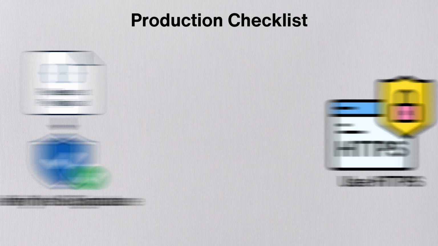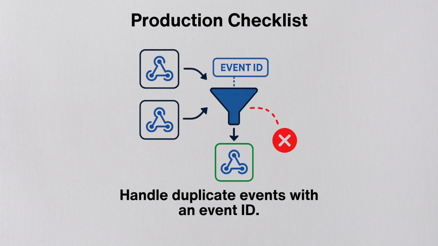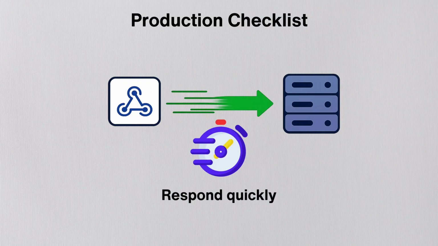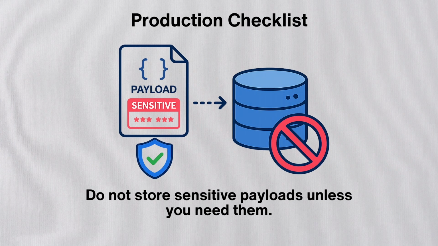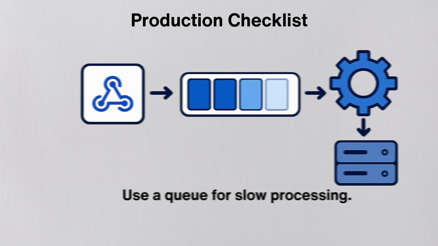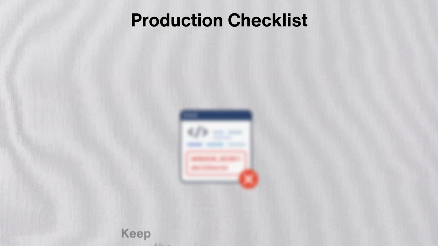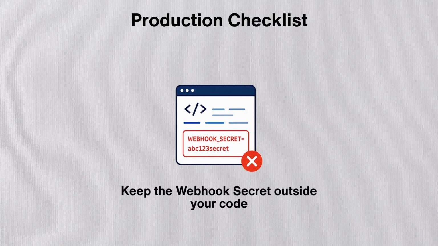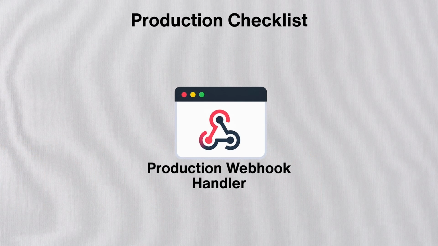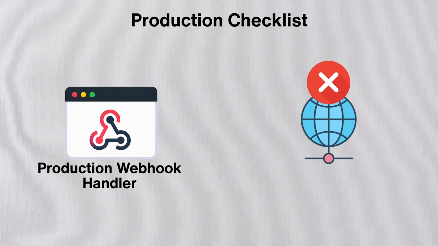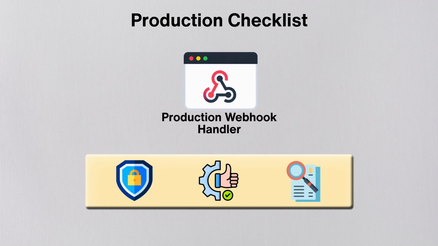Before you use webhooks in production, remember this checklist. Verify the signature, use HTTPS, validate the payload, handle duplicate events with an event ID, respond quickly, log the webhook events carefully. Do not store sensitive payloads unless you need them. Use a queue for slow processing, add monitoring and alerts, and keep the webhook secret outside your code, usually in an environment variable or a secrets manager. A production webhook handler is not just an endpoint, it is a small integration system. It needs security, reliability, and observability.